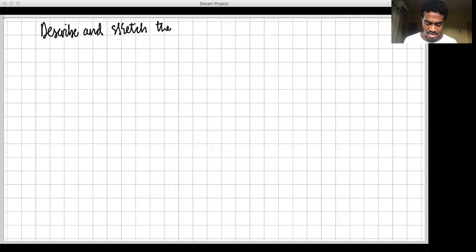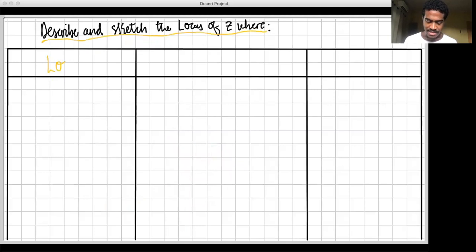So we need to describe and sketch the locus where, and I just put this in table form so it would be easier to look at. We need to look at the locus, which would be the set of points on that given condition, and we need to look at the description of it and the sketch. So the first one we look at is the modulus of z minus c is equal to r, where c is a complex number and r is a real number.